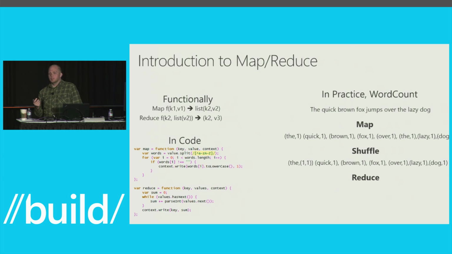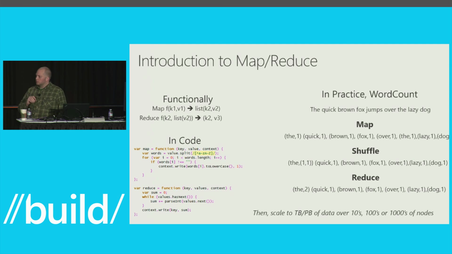The reduce function is very simple. It just walks over that collection and adds them up. And now we have the values that we're going to write out. And so now we're able to scale this out to a whole lot more data than just that one sentence with the exact same programming model.